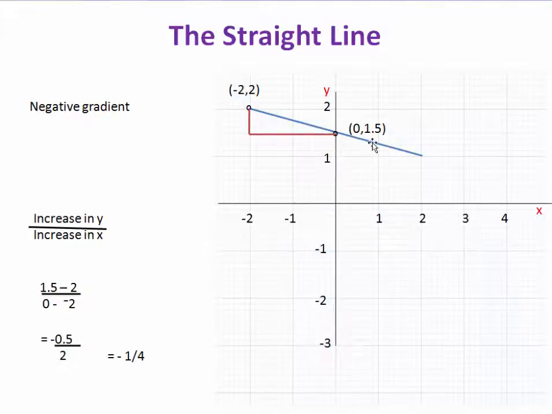So the increase in y is 1.5 minus 2. Here we are. And the increase in x is 0 minus minus 2. So don't forget this little minus here. So 0 minus minus 2. 1.5 minus 2 becomes minus 0.5. 0 minus minus 2 is 2. So this is minus 1 over 4, which is minus a quarter.